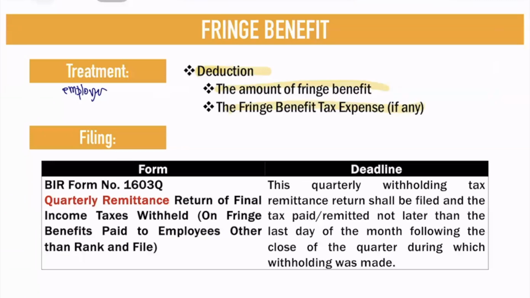And how do we file? We file using 1603Q. Again, it is quarterly remittance. Any form with Q means quarterly. Therefore, this one, 1603Q, is considered quarterly. And when do we file? Not later than the last day of the month following the close of the quarter.